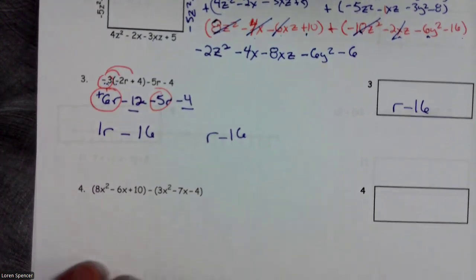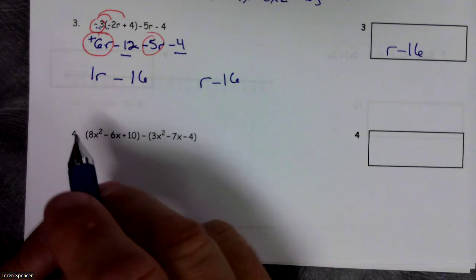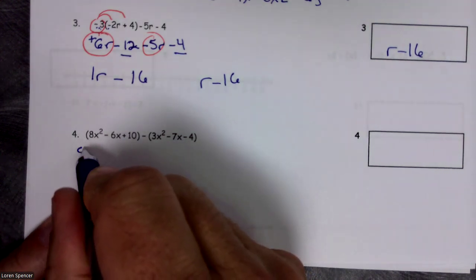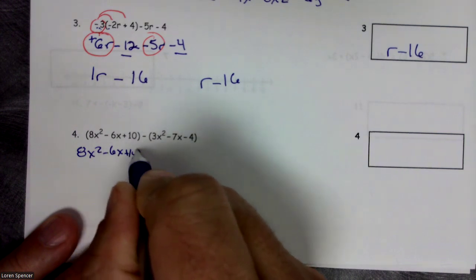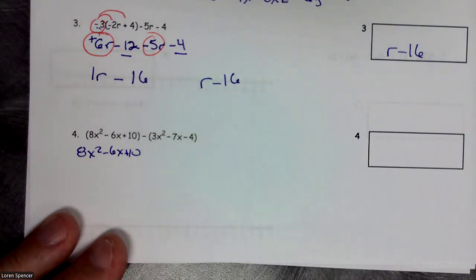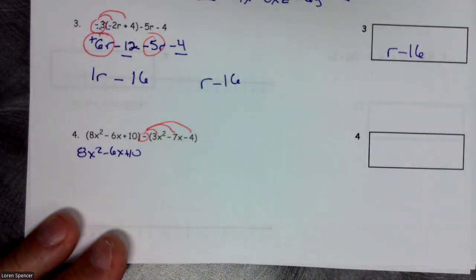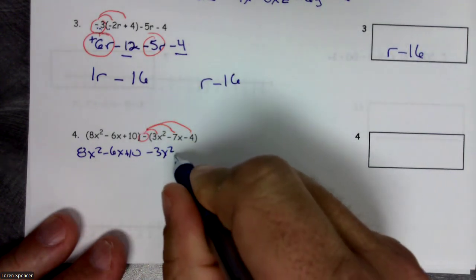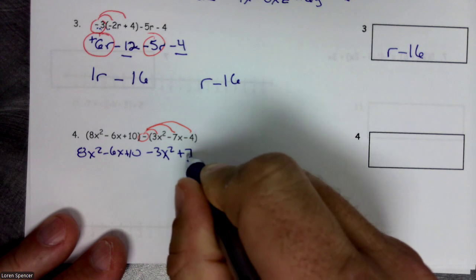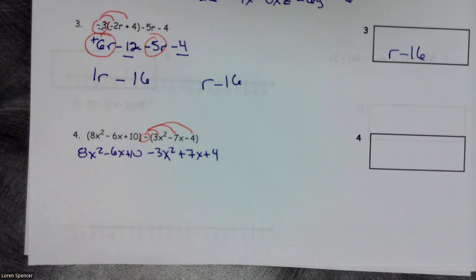All right. The next problem, we have parentheses, but up here we don't need it, so we just copy it down. 8x squared minus 6x plus 10. But here I need to distribute that negative. Be careful, that negative is going to change the signs of everything. So this becomes negative 3x squared plus 7x plus 4. All right. We distributed.